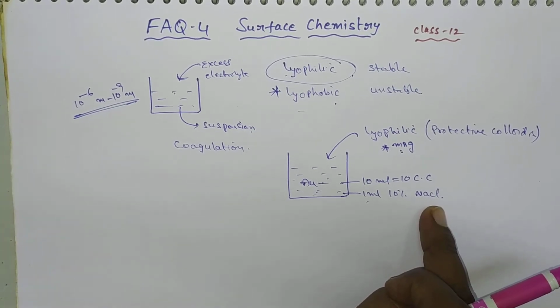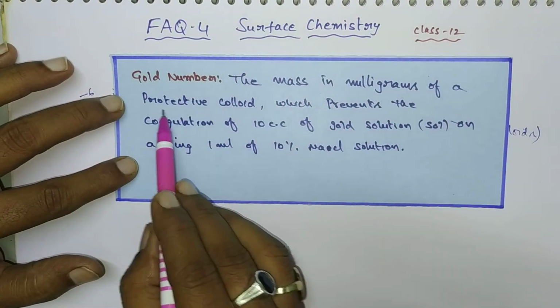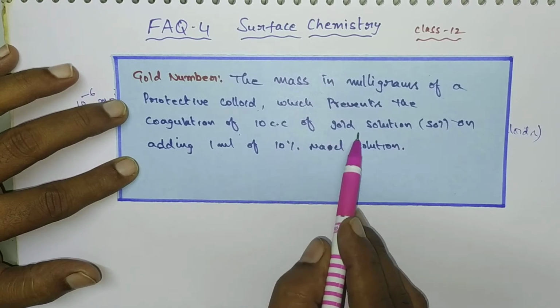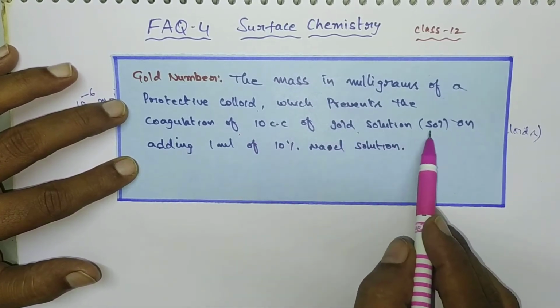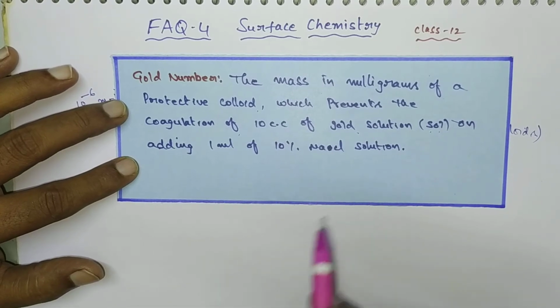So let us have a look at the definition again. The mass in milligrams of a protective colloid which prevents the coagulation of 10 cc of gold solution, or 10 ml of gold sol, on adding 1 ml of 10% sodium chloride solution.